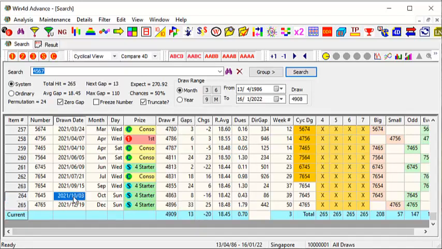Right, the last time it appeared was on the 10th of October. Alright, then the next time it appeared was on the 19th of December. Until now, it has already rested for 13 draws.